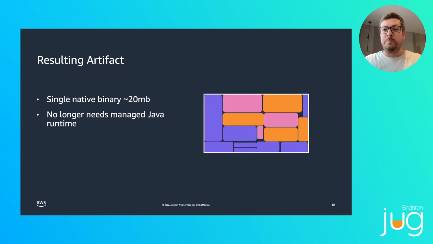So a Lambda function, even without a JVM, is about 20 megabytes. And that's everything that the application needs to run, to garbage collect, and to do everything else that a Java application might do. You also no longer need to install a Java runtime. So you don't need Java 11 on the machine. You can just use the binary, and that has everything it needs.